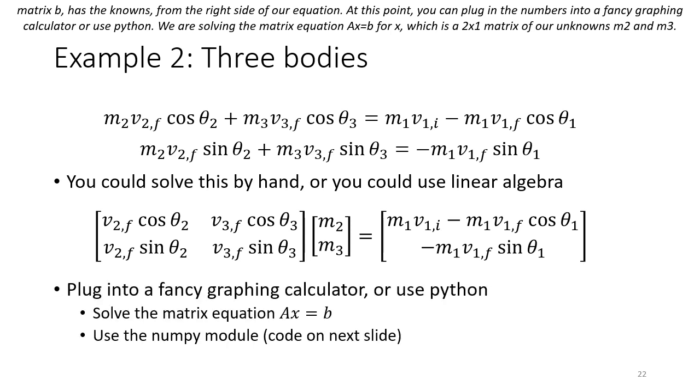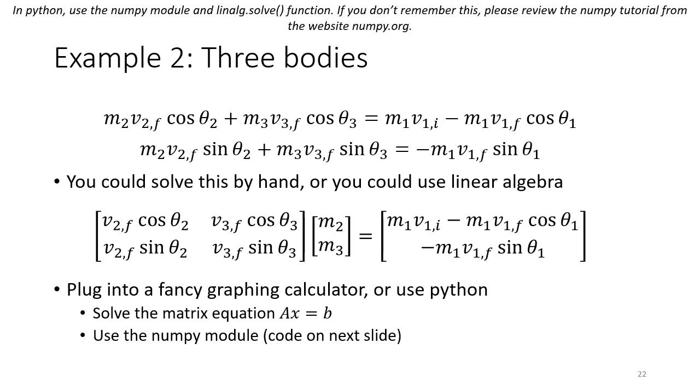At this point, you can plug in the numbers into a fancy graphing calculator or use Python. We are solving the matrix equation AX equals B for X, which is a 2 by 1 matrix of our unknowns M2 and M3. In Python, use the NumPy module and linalg.solve function. If you don't remember this, please review the NumPy tutorial from the website numpy.org.